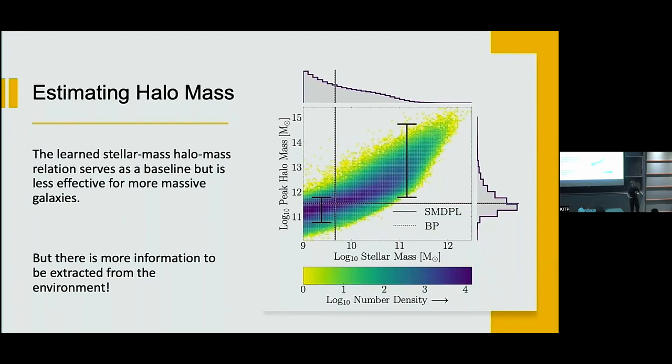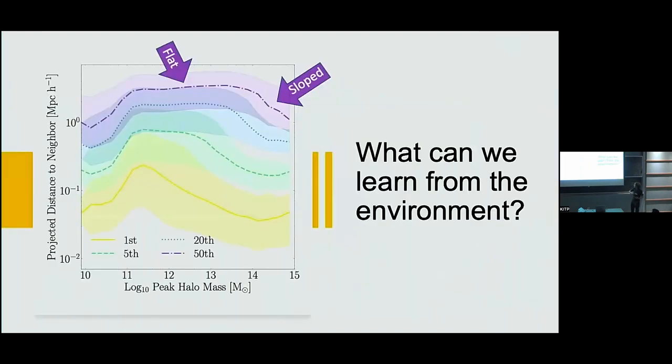And potentially, maybe we can go beyond the satellites. Maybe there's information in the 2-halo term, that kind of thing. But there's definitely information there in the environment. So just to get some intuition of what we might expect the network to be using for different halo masses, we can look at the projected distance to the nth nearest neighbor as a function of the peak halo mass. Depending on the shape of each of these distributions, we can get some intuition for where there's information and where there isn't.